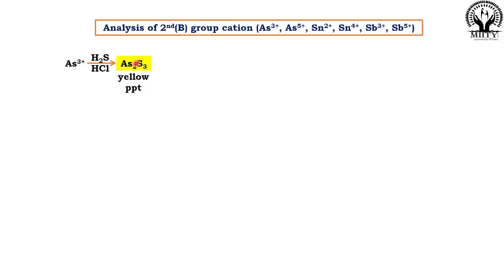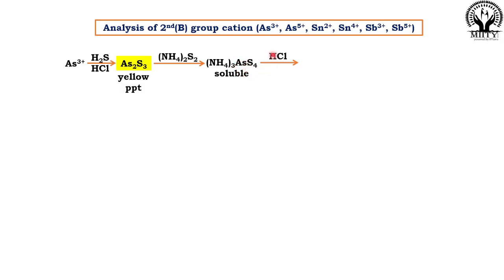As2S3 is a yellow precipitate. To this we add yellow ammonium sulfide, (NH4)2S. When we add yellow ammonium sulfide, this precipitate dissolves because of the formation of (NH4)3AsS4, ammonium thioarsenate.